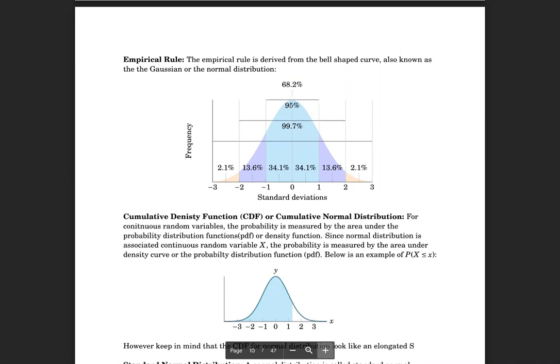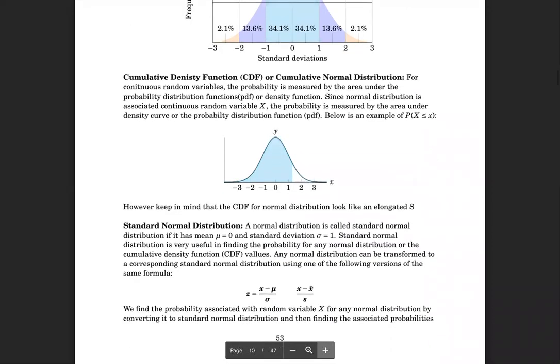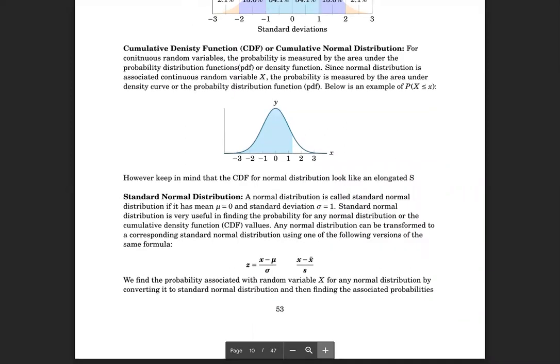Then the next topic. This is a lot of definitions, a lot of getting to know the properties of the normal distribution. There is one thing that we are going to talk about, called the cumulative density function. What is a cumulative density function?